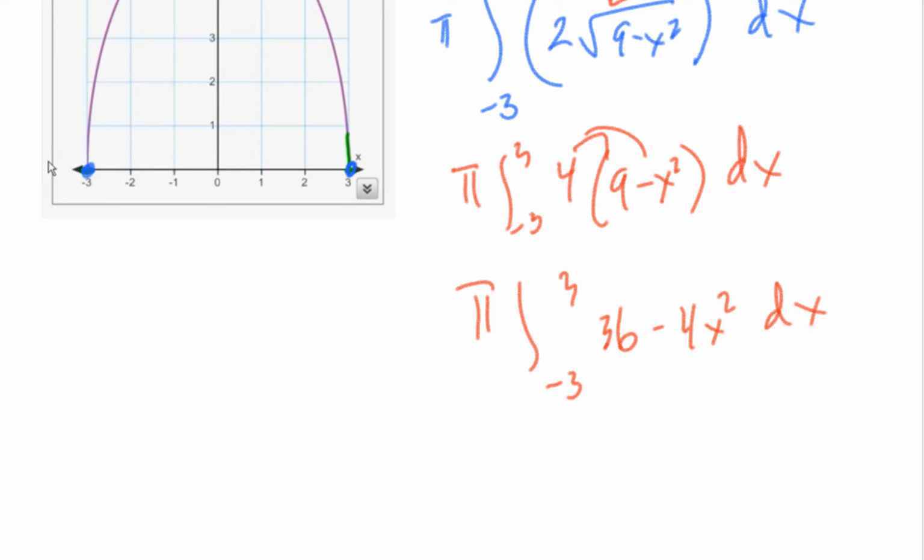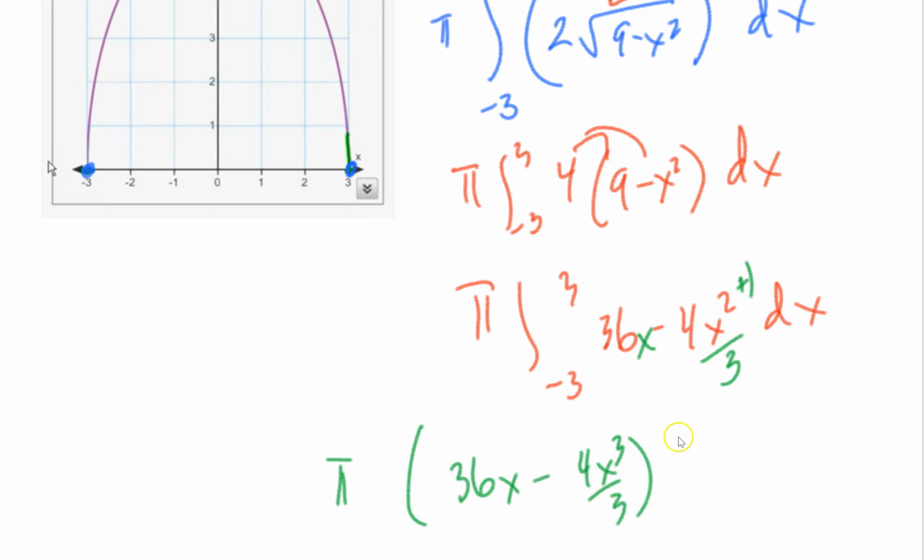Let's integrate this thing. So I'm going to add 1 to the power divided by my new power. Here I'm just going to add an x. So I'm going to get pi. I integrated it, so I don't need the integration sign anymore. Then I'm going to go from negative 3 to 3. So here, plug 3 in, subtract plugging negative 3 in. And we're done. That's going to be an ugly function, so I'll just use my calculator.